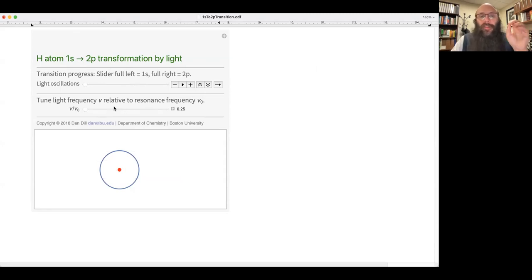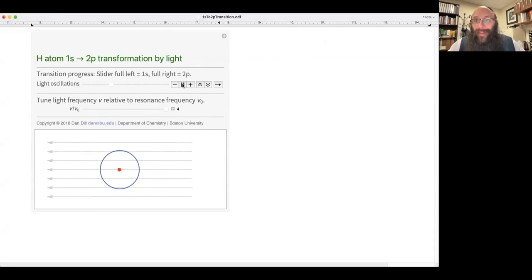The frequency of the light is too low. So you're saying, well, let's pump up the frequency. Let's do it. I've now set the frequency of the light to be 4 times the natural frequency of the electron wave transformation. Now ask yourself, do you expect anything to happen? Remember, resonance. If you said that nothing's going to happen, you were absolutely right. Notice, it's still not moving. Why? Because it's not resonant.